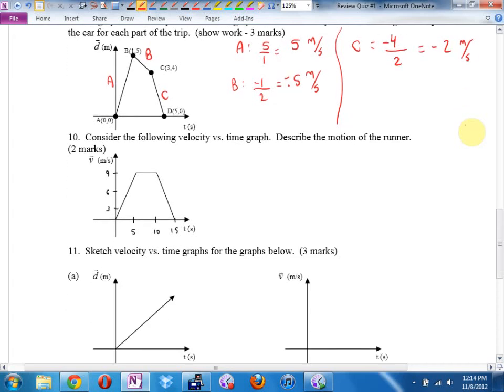Number 10, consider the following velocity time graph. Describe the motion. I'll call this section A, section B, and section C, just to be organized. So section A, what can you tell me about that section? What's going on?